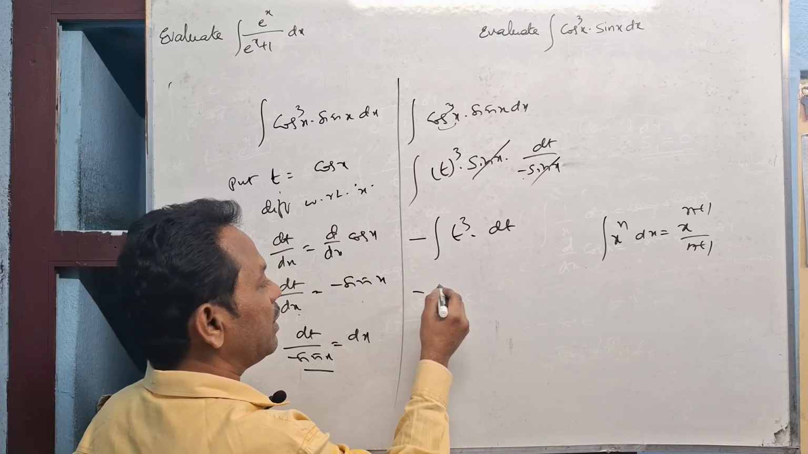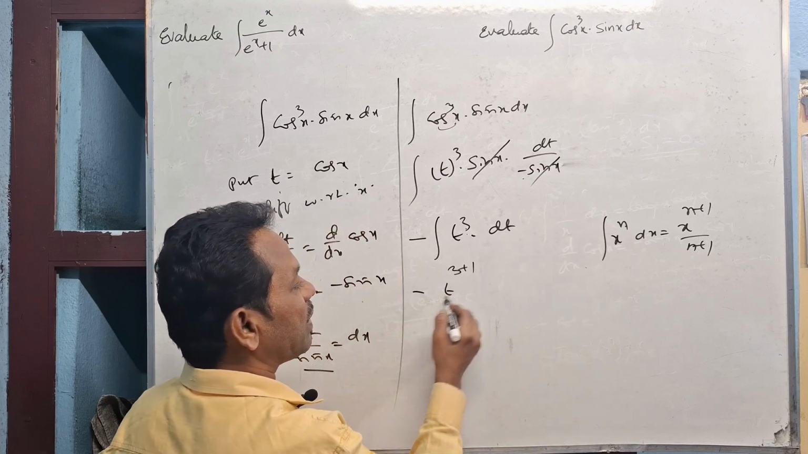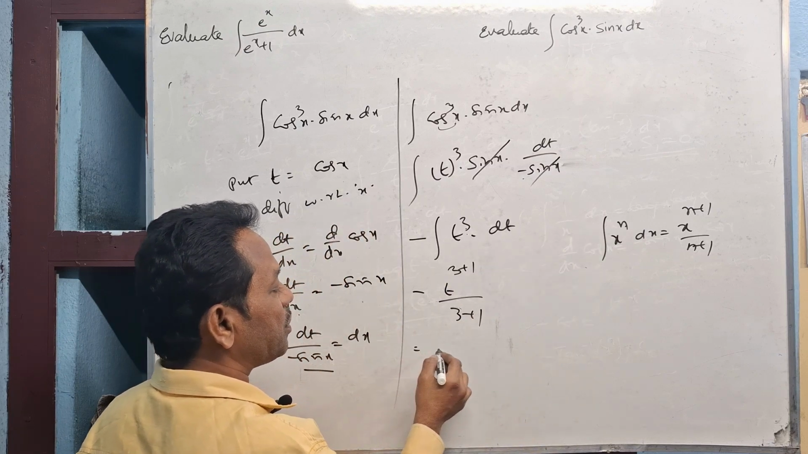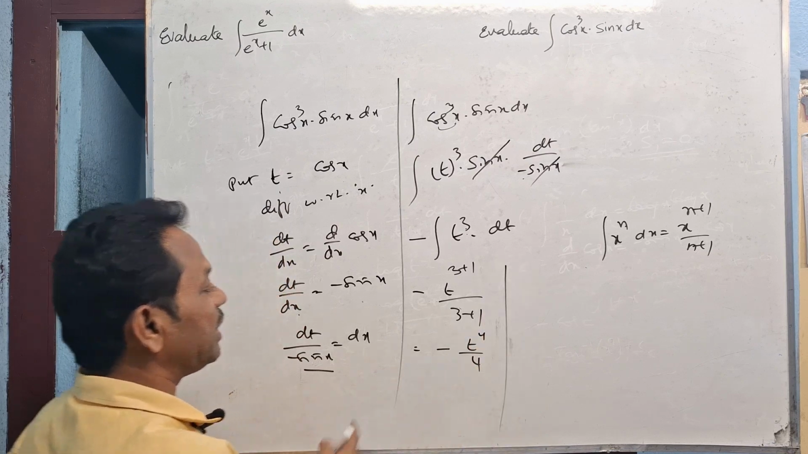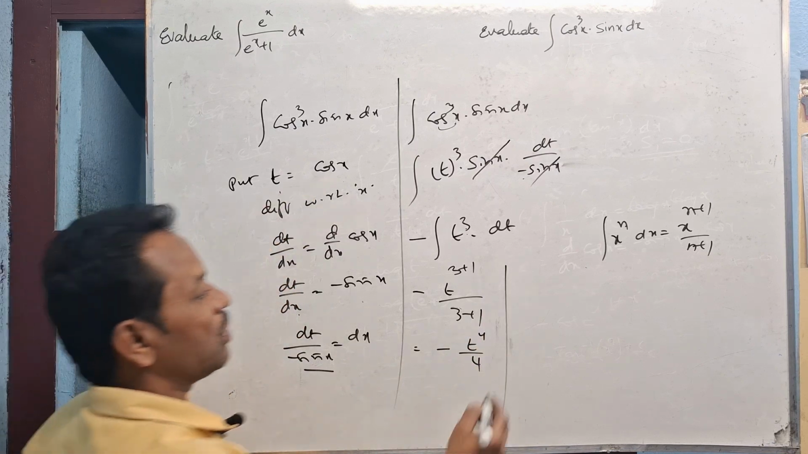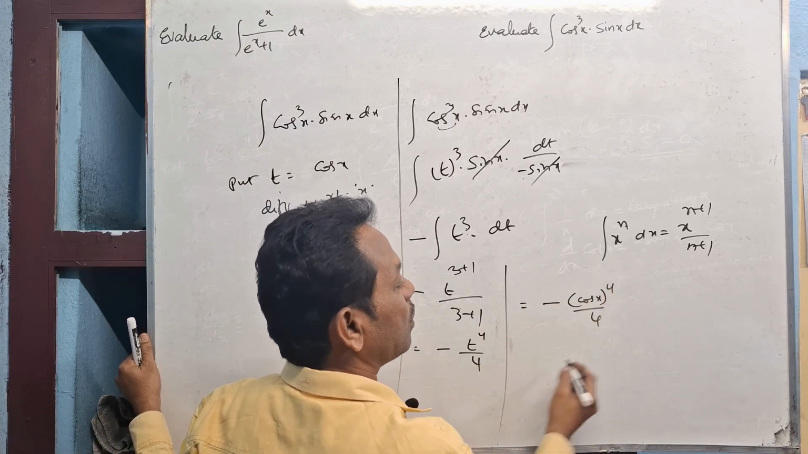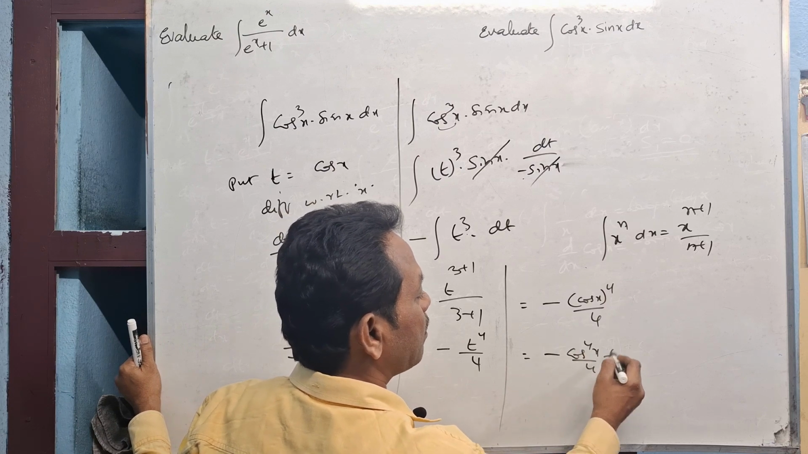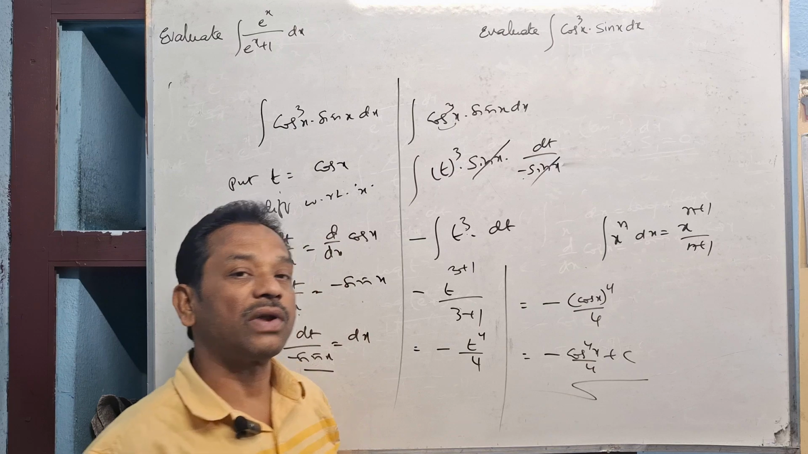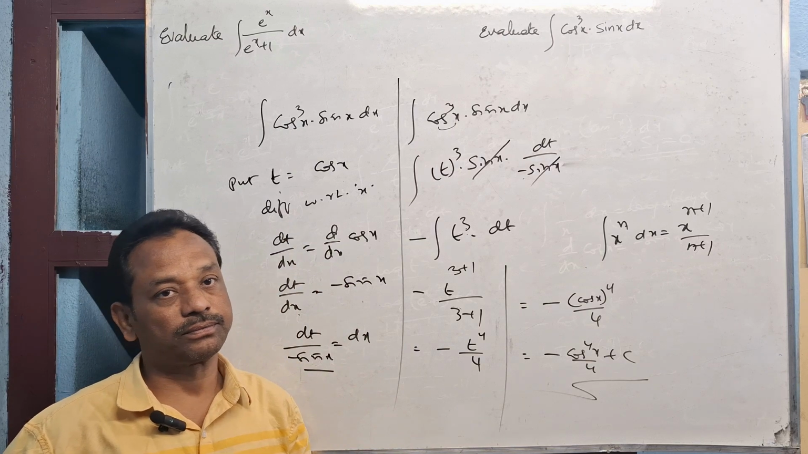So I'll apply that formula here. Minus t to the power of 3 plus 1 by 3 plus 1. So that gives you minus t to the power of 4 by 4. What is the value of t here? Cos x. So we'll get minus cos x to the power of 4 by 4, which can be written as minus cos to the power of 4x by 4 plus c. This is our answer.